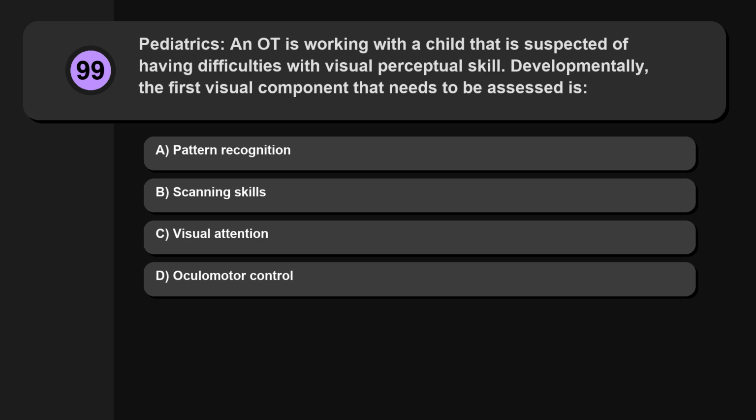Question 99. Pediatrics. An OT is working with a child that is suspected of having difficulties with visual perceptual skills.